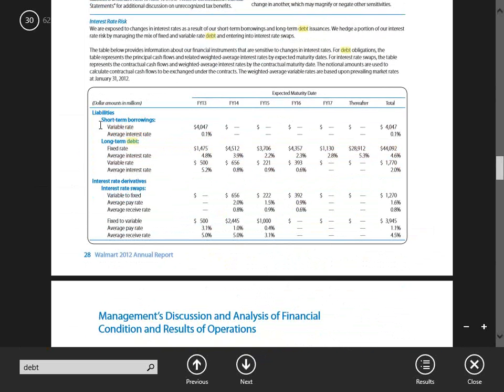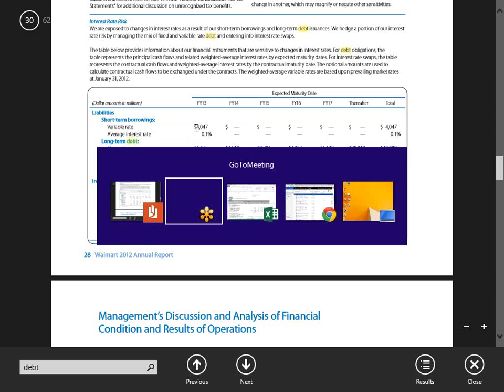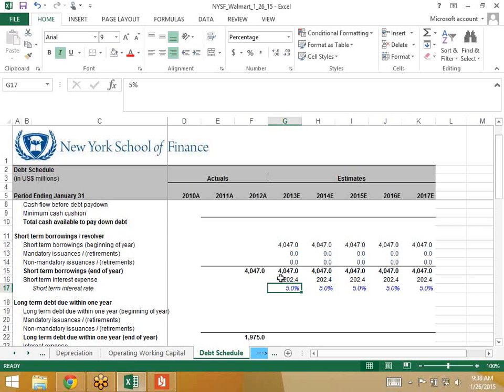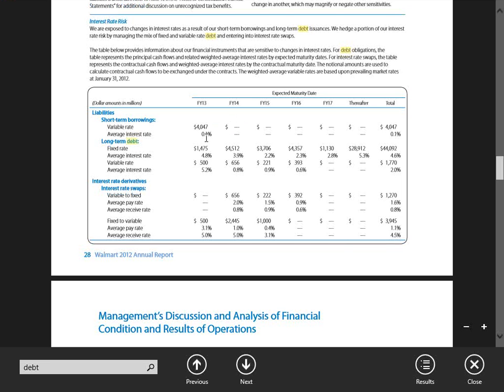Now, short-term debt is pretty straightforward. There's 4047. It matched our 4047 right here. And it listed explicitly that the interest on that is 0.1%. Now, 0.1% might seem quite low, right? That's not the actual contractual interest, but they're calculating the idea that this is going to be paid down in a short amount of time.